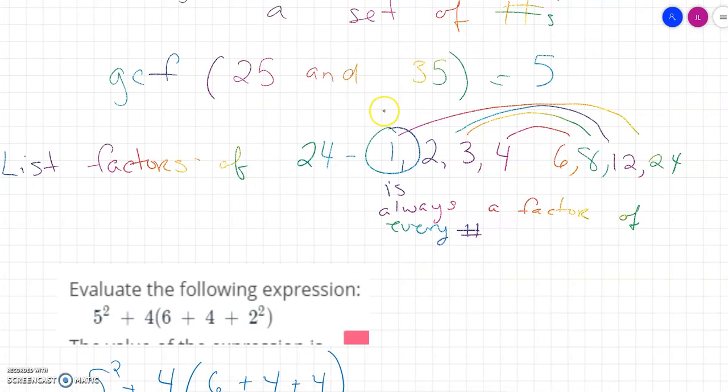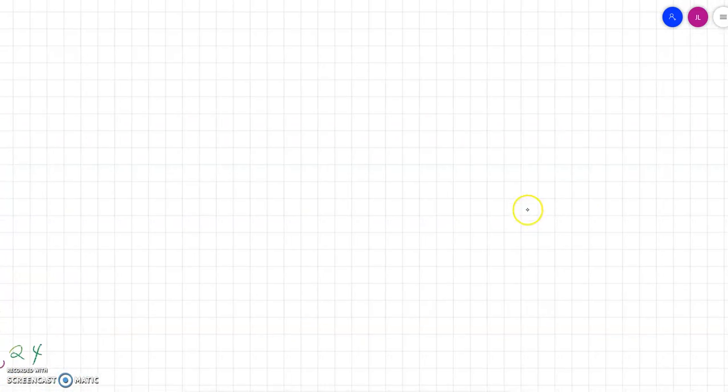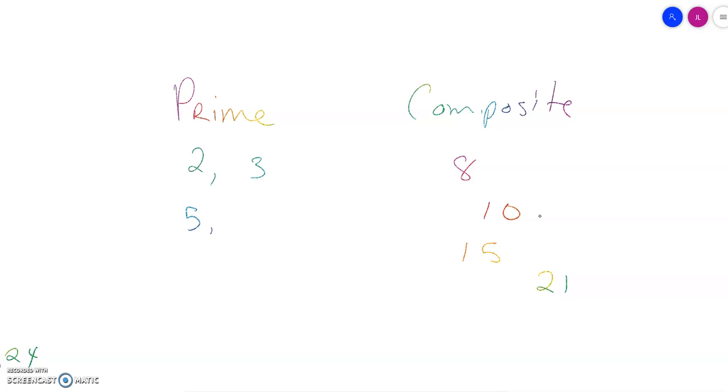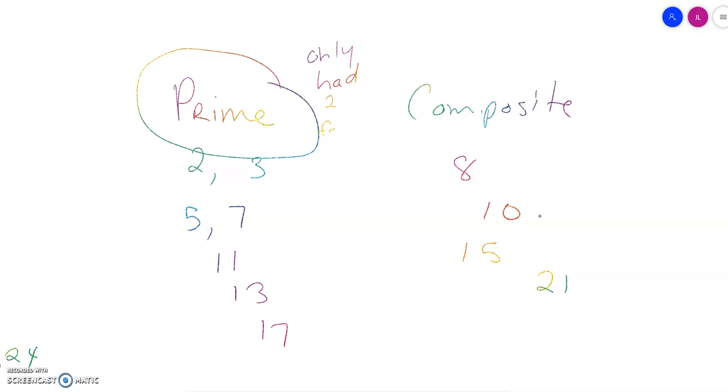So then with factors, we also have different numbers. We had prime and composite numbers. Some examples of composite numbers were 8, 10, 15, 21. Some prime numbers are 2, 3, 5, 7, 11, 13, 17. The prime numbers were numbers that only had 2 factors, 1 and itself, and composite numbers have more than 2 factors.